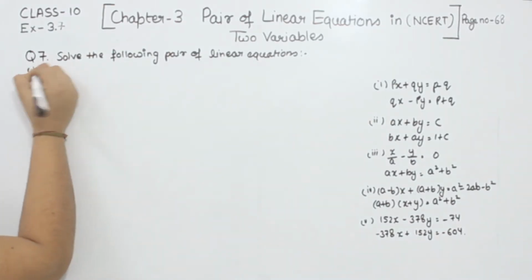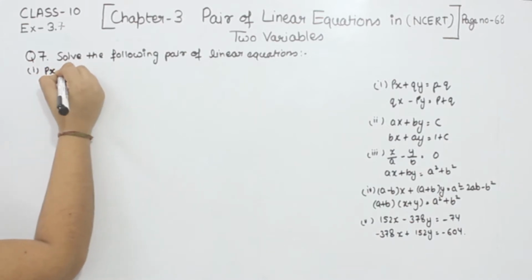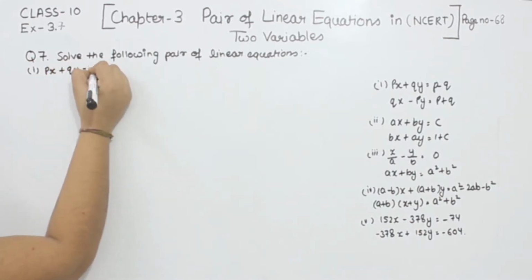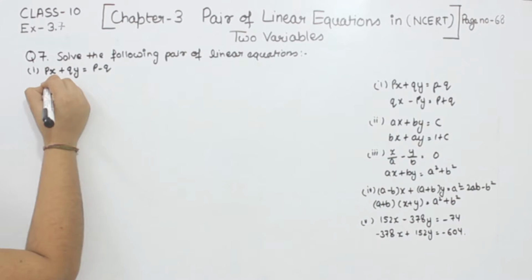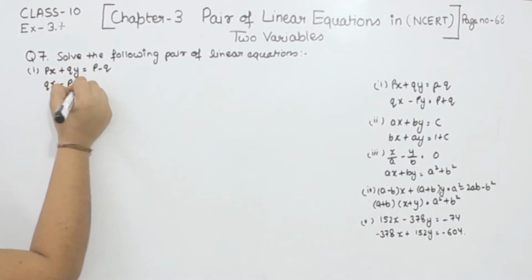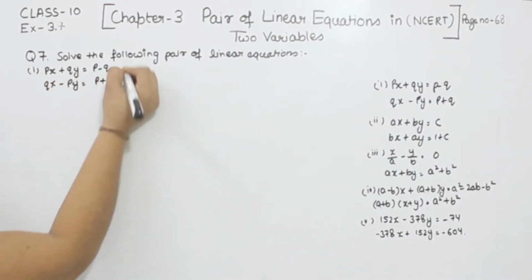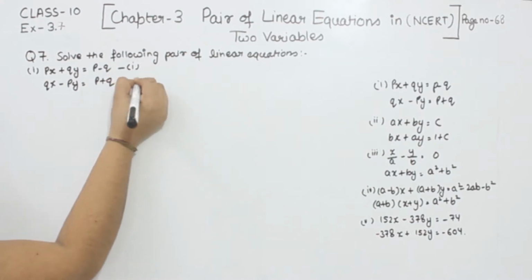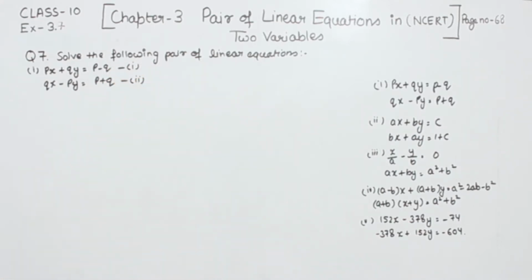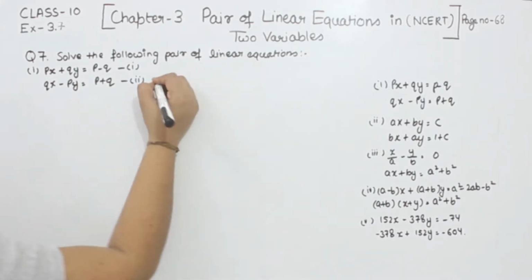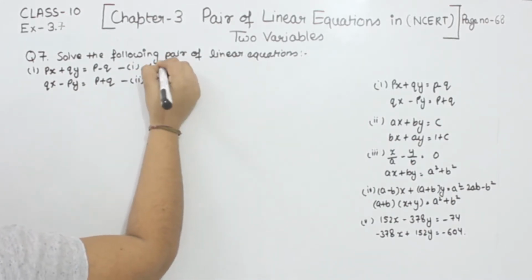In the first part, the equations we have are px plus qy equal to p minus q, and qx minus py equal to p plus q. This one is equation number 1, and this one is equation number 2. Now I am going to multiply equation number 2 by p and equation number 1 by q.